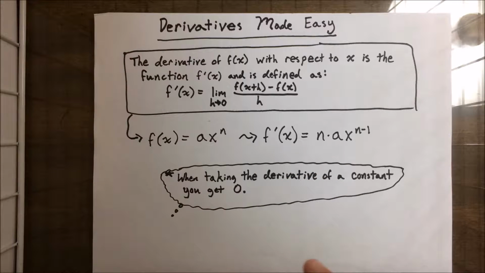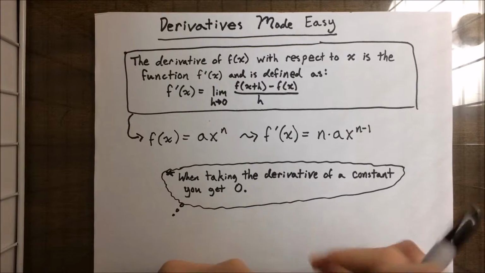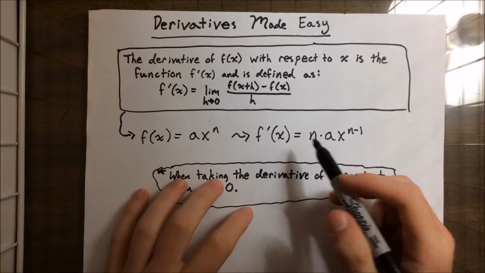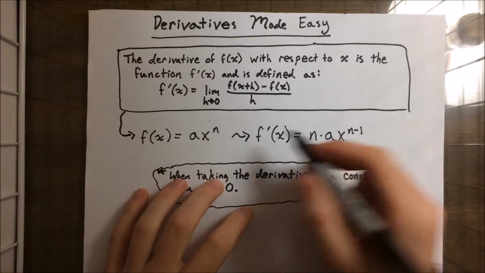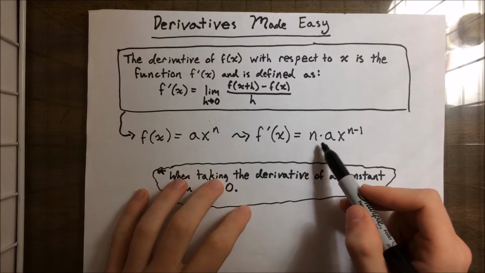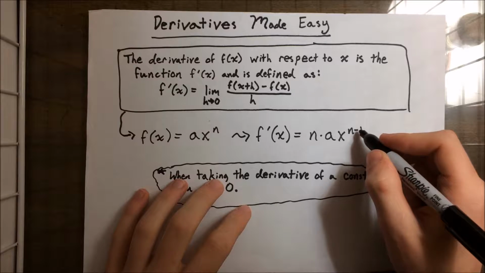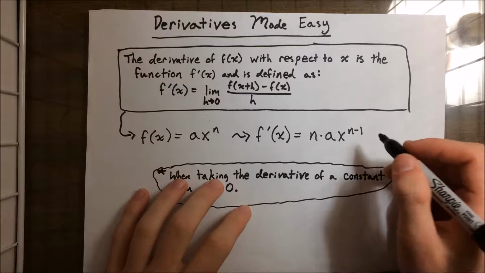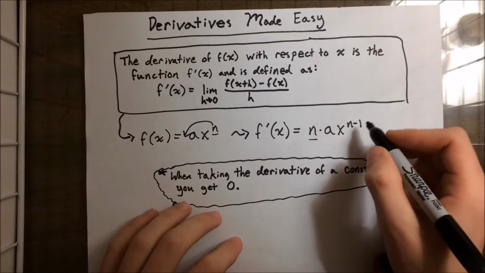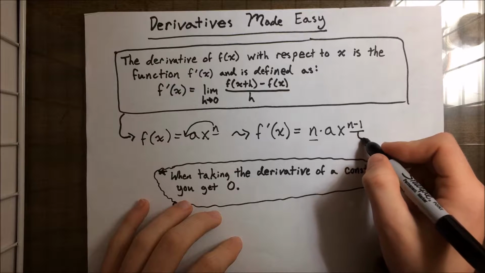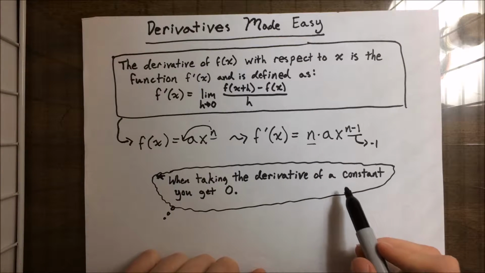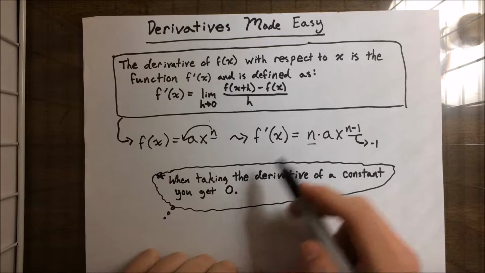This function, f of x is equal to ax to the n, is the standard function. If you take the derivative of that, the exponent is brought down and multiplied by the coefficient, and then you subtract 1 from the exponent. That's all that's happening. This is going down, and here you're losing 1, so minus 1.